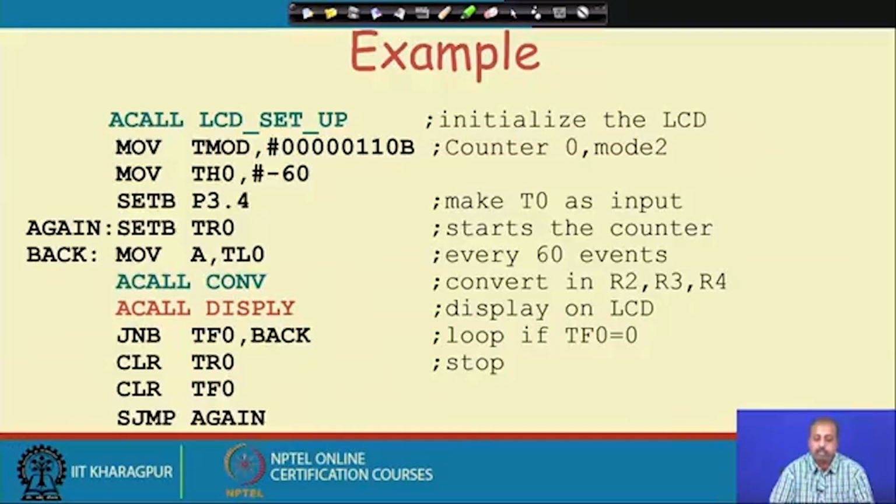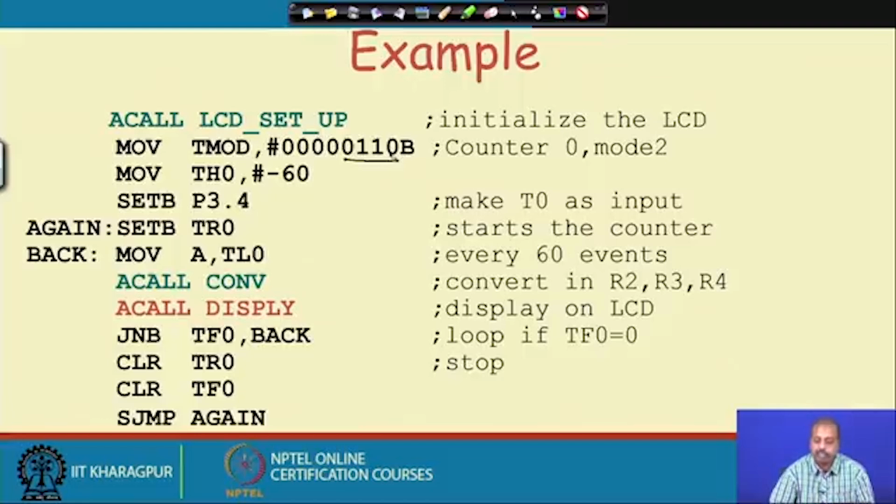We initialize this counter 0 in mode 2. Again the same thing: these lower order 4 bits tell you the mode setting, so it is a counter now, and it is mode 2. TH0 is initialized to -60 and SETB P3.4. This will make T0 an input, just like in the previous example we used SETB P3.5. Here we have to use SETB P3.4 to set T0 as input.